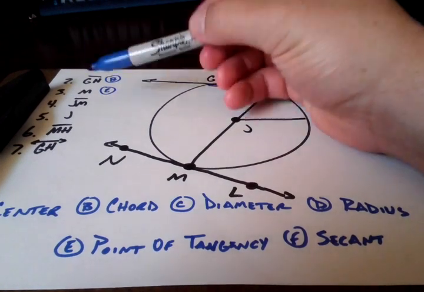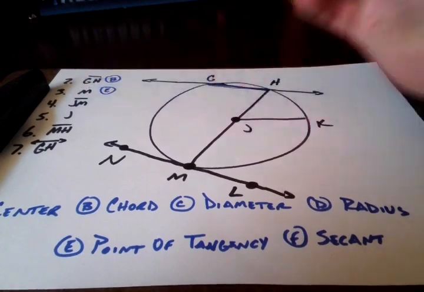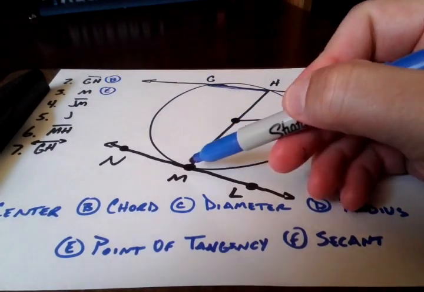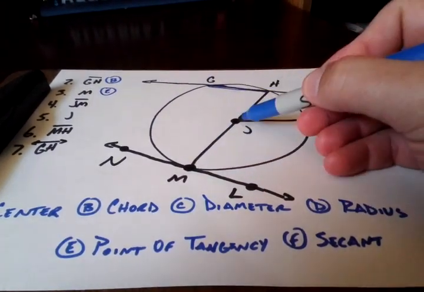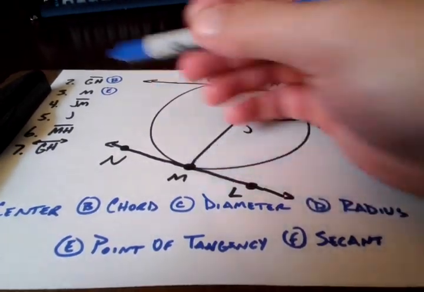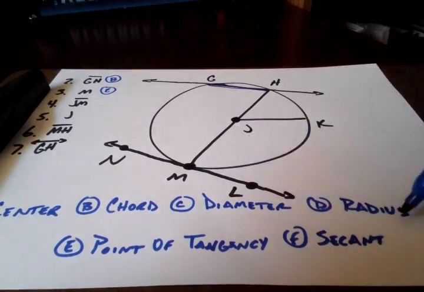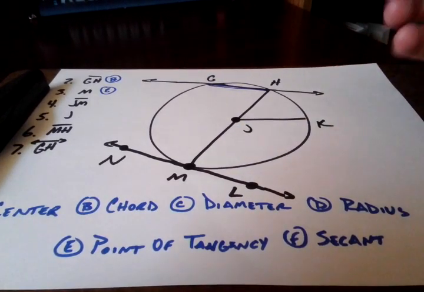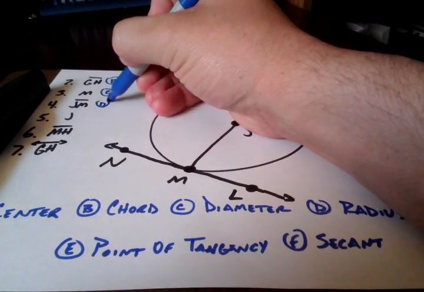JM. Again, we have a segment because there are no arrows on top. JM is from here to here. This is an old word. We know this one. It's going from the center down to the circle, J to M. It's a segment. That is the radius. So number 4 is D.